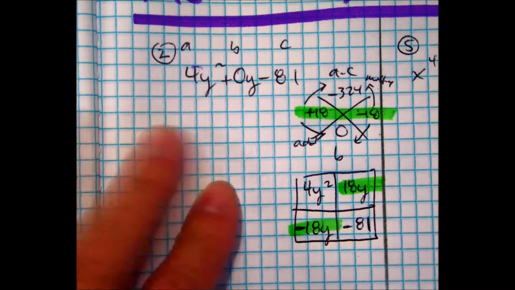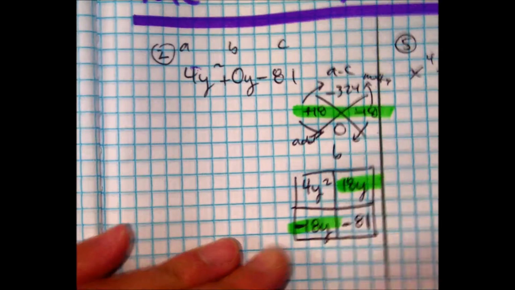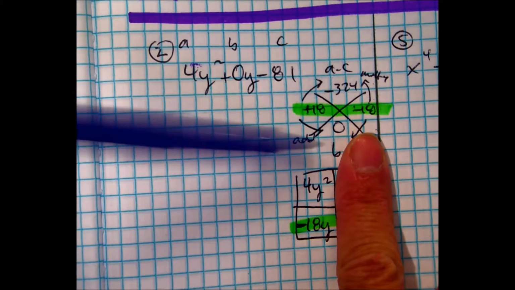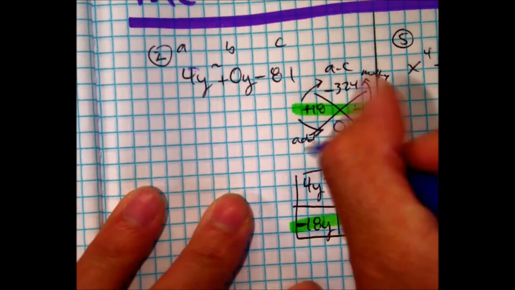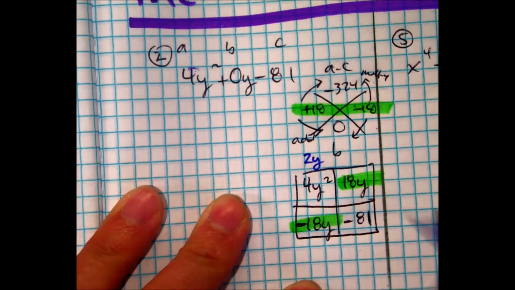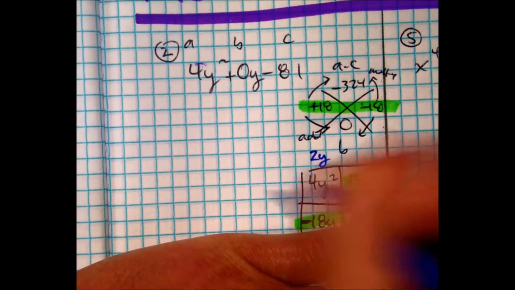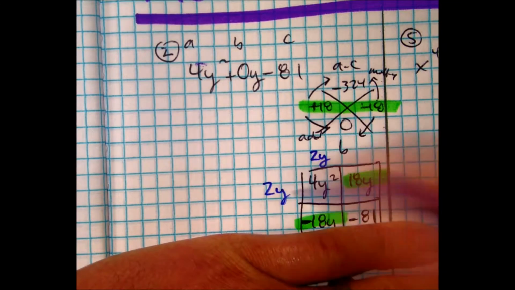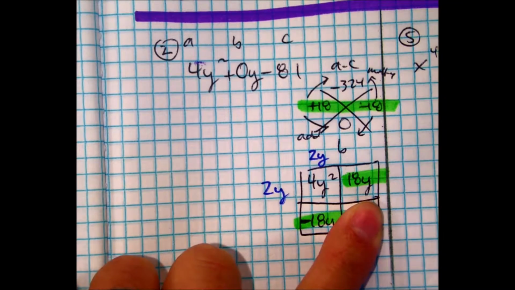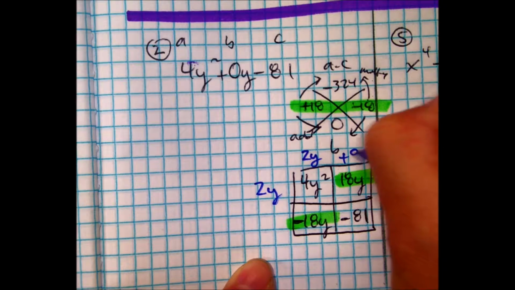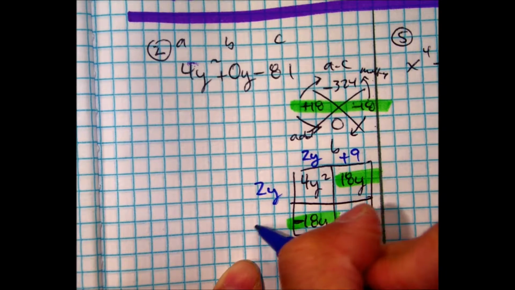And then I'm just going to go here and find the greatest common factor. Does that make sense? You're really finding out what the greatest common factor is of this column, and that is what? 2y. You do the same thing over this direction. 2y. 2y times something equals 18y. What does that cost? Positive 9. And over here that'll be negative 9.